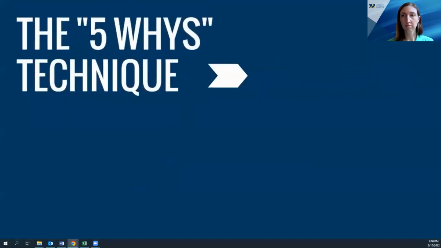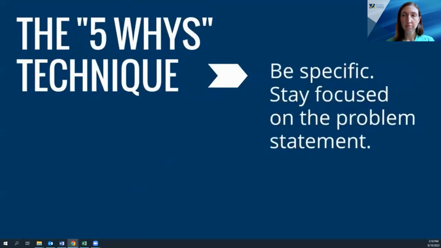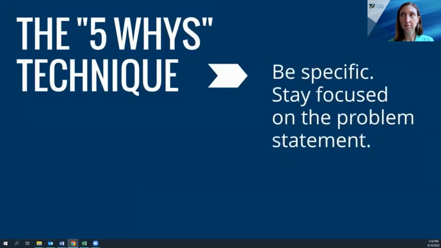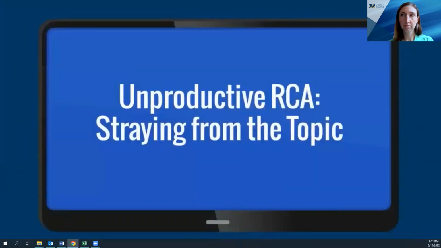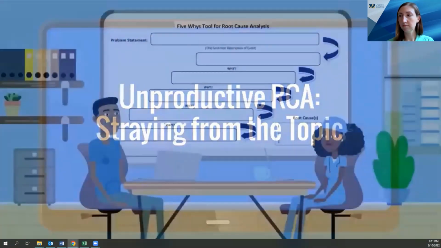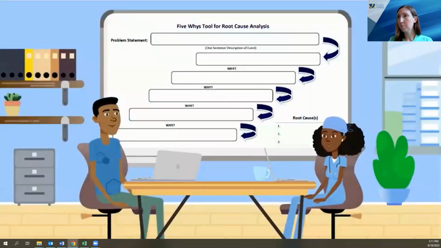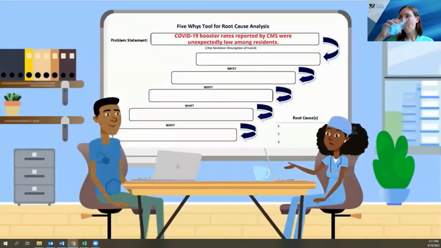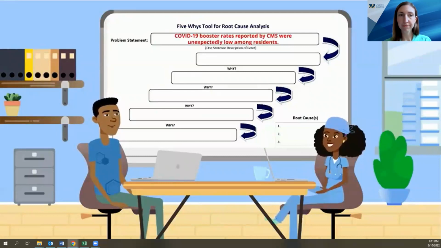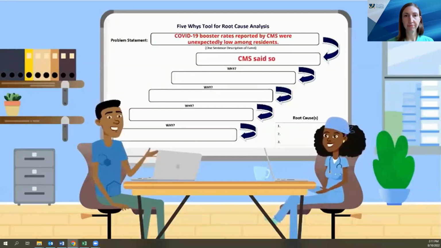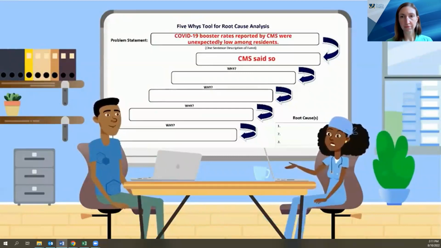When doing a root cause analysis, it's important to be specific and stay focused on the problem statement. Let's see what the 5 whys technique can look like when you're not specific. All right, let's jump in. Why are the booster rates low? Because CMS said they are. Why did CMS say they are?